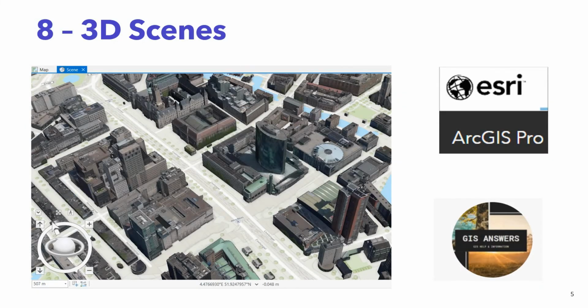Number 8, 3D scenes. Within ArcGIS Pro, you can have a map, you can have a layout, but you can also have 3D scenes. This is just something that I quickly brought in, 3D buildings for Rotterdam. I quickly brought those in, and it ran on a fairly light laptop, not a high performance laptop at all. So it loaded in quite well, and it runs very well. So that's number 8, 3D scenes.